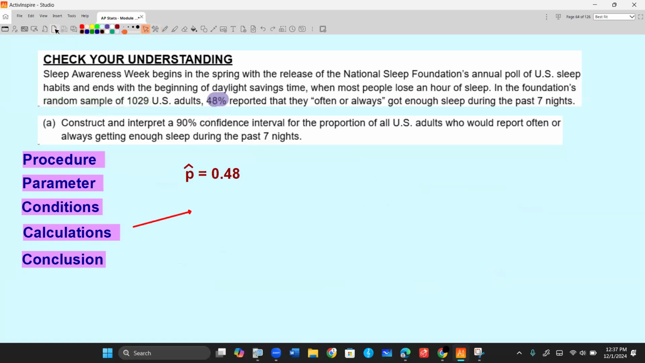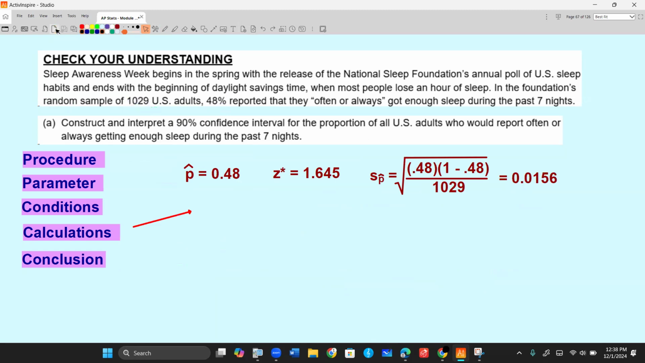So the calculations: remember our sample proportion is 48%. Our z star for a 90% confidence interval you can calculate as 1.645. Plug it into your standard error formula: the square root of 0.48 times 1 minus 0.48 over your sample size, 1029. You'll get about 1.56% or 0.0156.